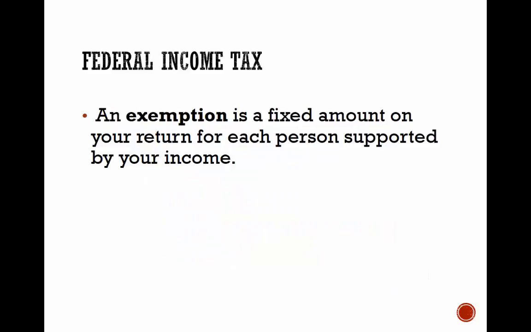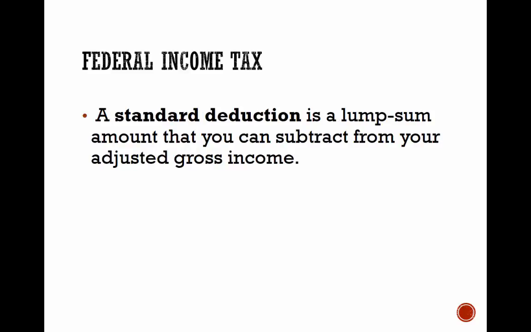You are entitled to certain exemptions and deductions, or subtractions, from your adjusted gross income before calculating your federal income taxes. An exemption is a fixed amount on your return for each person supported by your income. You are entitled to this fixed amount for yourself and the same amount for any dependent. A standard deduction is a lump sum amount that you can subtract from your adjusted gross income.